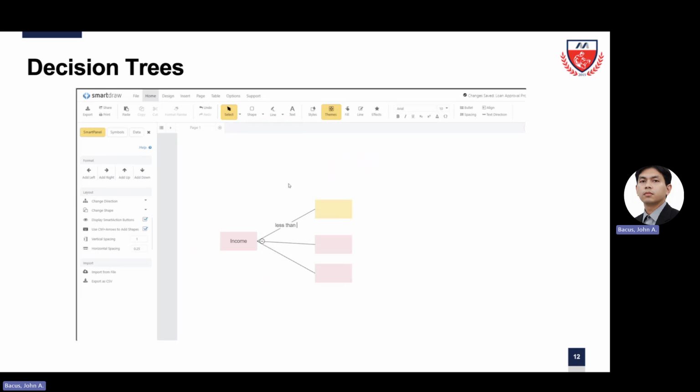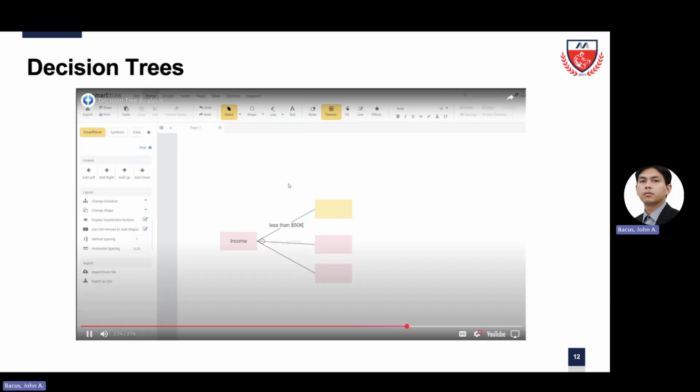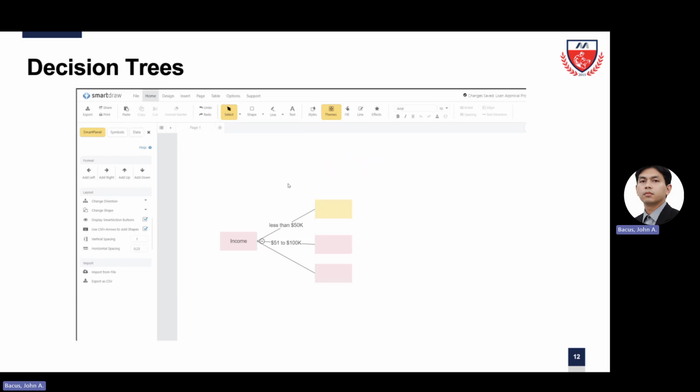Using a loan approval process as an example, the first node may have been income, and the associated branches might be less than $50,000, $51,000 to $100,000, or greater than $101,000. At the end of each branch, add a leaf node.